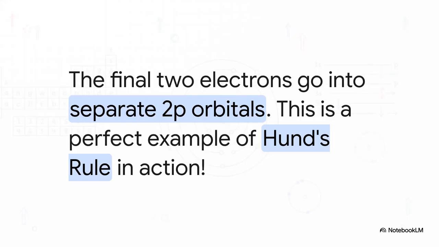And now for the last 2 electrons. This is where Hund's rule, the bus seat rule, comes in to save the day. Instead of piling into the first 2p orbital, electron 5 takes one empty orbital, and electron 6 takes a different empty orbital. They spread out first. That's Hund's rule in action, perfectly illustrated.